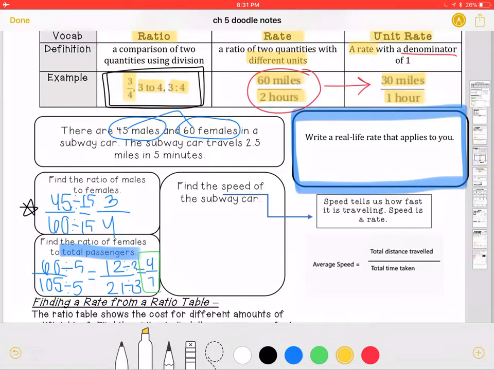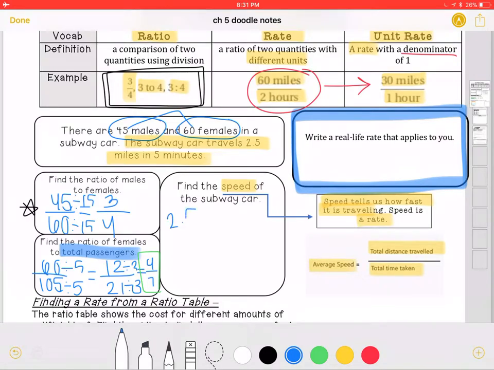And our next problem asks us to find the speed of the subway car. So it told us that the subway car travels 2.5 miles in 5 minutes. You should know that speed tells us how fast it is traveling, and that speed is going to be a rate. To find average speed, we put the total distance over the total time taken. So we're going to write this as 2.5 miles, I'm going to just abbreviate, over 5 minutes. That would be our speed.